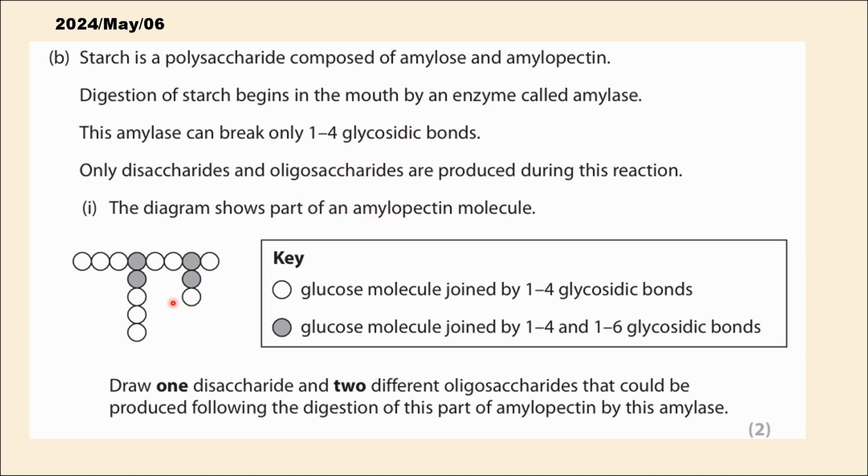The diagram in the question shows part of an amylopectin molecule. The colored circles indicate glucose units joined by 1,4 and 1,6 glycosidic bonds, while the white or non-colored ones show glucose linked only by 1,4 glycosidic bonds. And the question asks you to draw 1 disaccharide and 2 different oligosaccharides that could be produced following the digestion of this part of amylopectin.